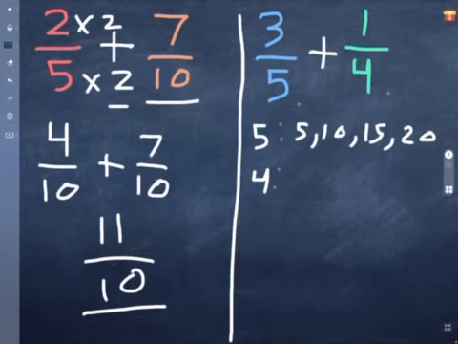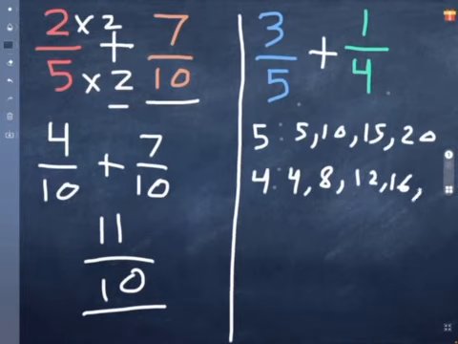Then the multiples of 4. The multiples of 4 are 4, 8, 12, 16, 20. We can stop here because we see the most common multiple is 20.